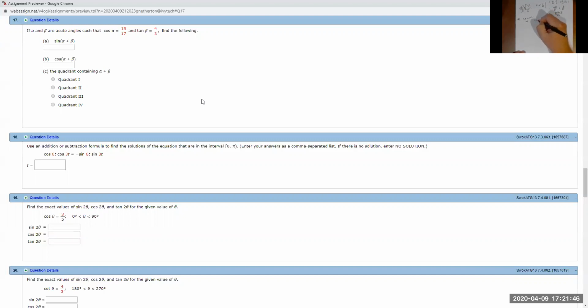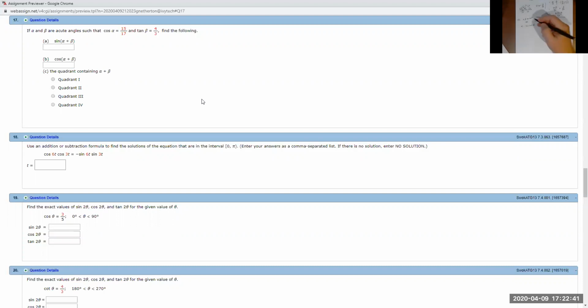Then they say cosine of alpha is 15/17. And they say tangent of beta is 4/3. Part A, I want to know what's the sine of alpha plus beta. All right, well, this is adding two angles together and taking the sine. That's one of our formulas. It's going to be this third one here. Sine u times cosine v plus cosine u times sine v.